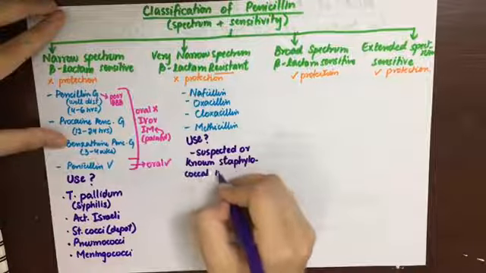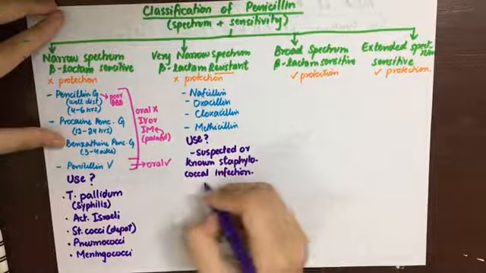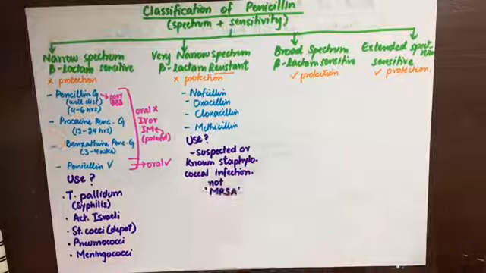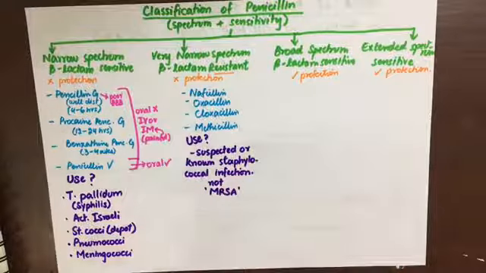Now, one might think, why do these penicillins have such a narrow spectrum of activity? Well, they do pay a cost of the beta-lactamase resistance.